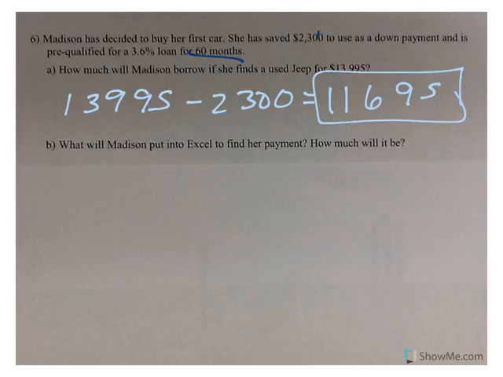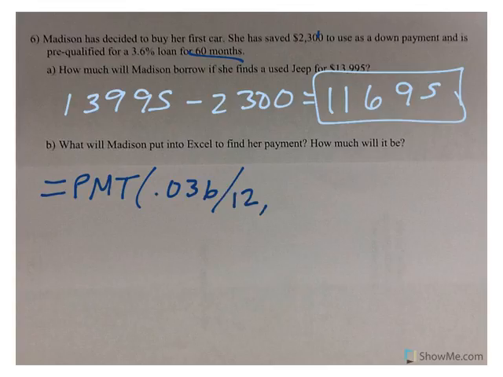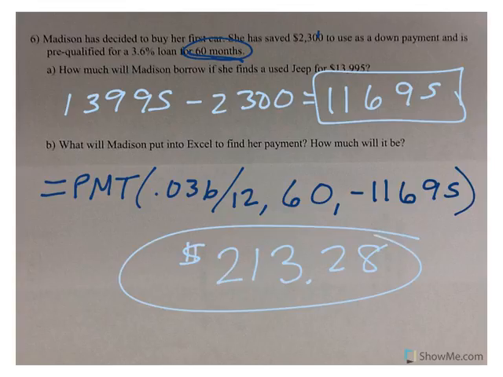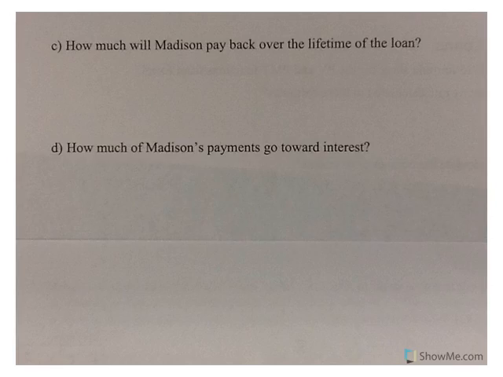So when she goes to Excel, again, she's trying to find her monthly payment. So her APR. Now, APR is 3.6%. We have to divide that by 12. Now, we know she's going to make 60 payments, because that's how many months she's dealing with here. And she's borrowing $11,695. When you type that into Excel, it's going to come out $213.28. So there is the monthly payment that she's going to make.